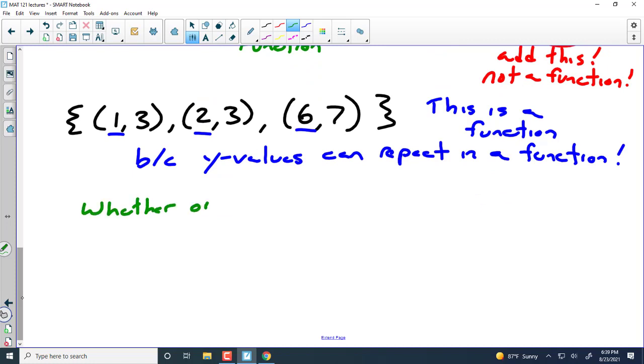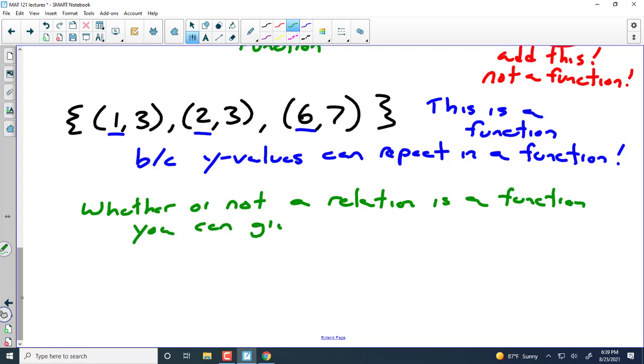Whether or not a relation is a function, you can give domain and range. It doesn't matter if it's a function or not. You can always make a list of all the first numbers and a list of all the second numbers. So don't think just because it's not a function doesn't mean it's worthless and we'll never see it again. No. There's plenty of things that aren't functions that are important in math. But functions are what we're focusing on right now.